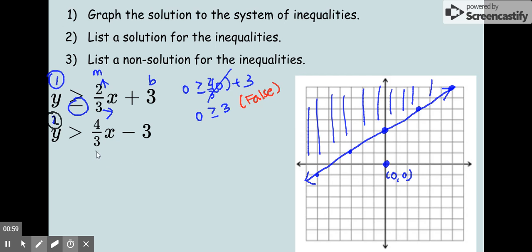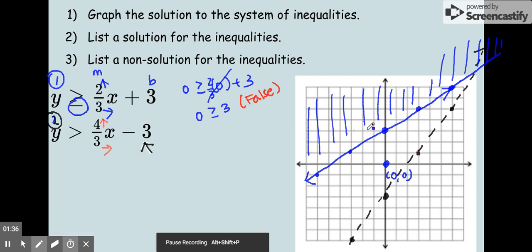And then let's graph another one. We have -3 as the y-intercept, and then you go up by 4 and 3 to the right. You go up by 4, 3 to the right. So if you graph it, it should be a dashed line. I just extended it a little bit because the line is intersecting here, right? And it's a dashed line.